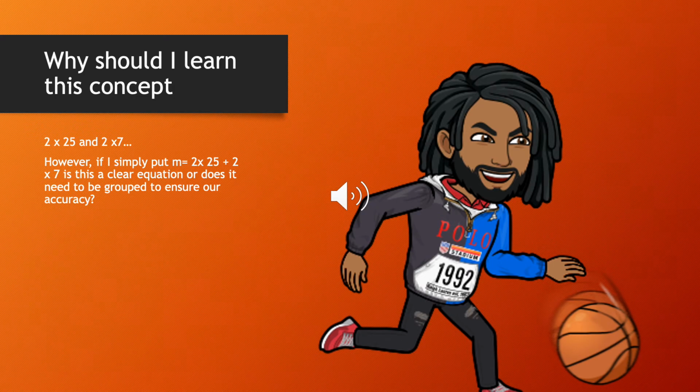All right, so right now we have 2 times 25 and 2 times 7. However, if I simply put m equals 2 times 25 plus 2 times 7, is this a clear equation or does it need to be grouped to ensure our accuracy? Should we just leave it like this, or should we group it and make it a little more clear? I'm not saying that you can't solve it like this, but remember, when we group equations, we do it to help ensure our accuracy. So is there something that I could do?